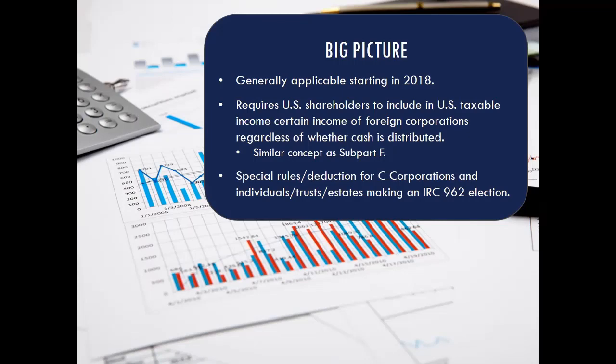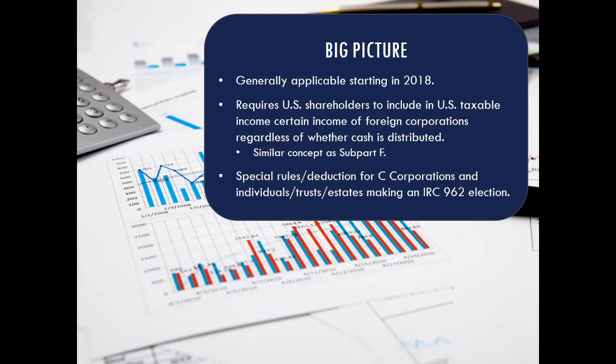For C corporations and for individuals, trusts, and estates that are making a 962 election, there's a potential for that income that's being deemed distributed back to the US under the GILTI regime to be eligible for a 50% deduction. So if you had $100,000 of GILTI income, automatically off the top, you might get a 50% deduction. So now you're down to $50,000 of income, which is quite favorable.